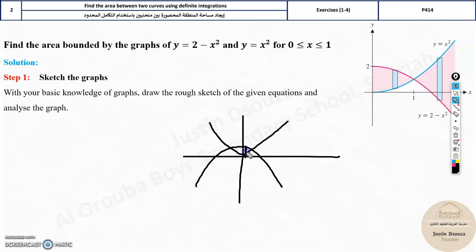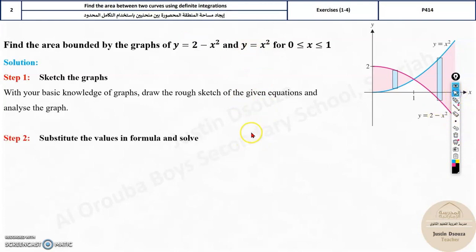So from 0 to 1 where it intersects. So you do not need to know the exact graph, just 0 to 1. Over here at 0, just see at 0 what is the upper function. It is, sorry, 2 minus x squared is the upper function. And what is the lower function? It is x squared. That's it. Now, if you know that, you can just substitute in the formula and solve.